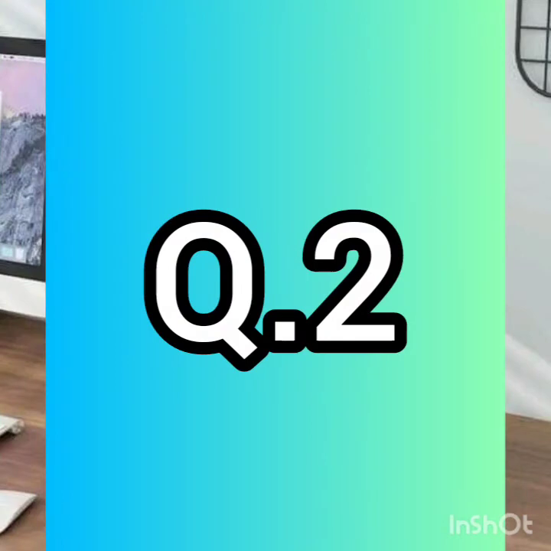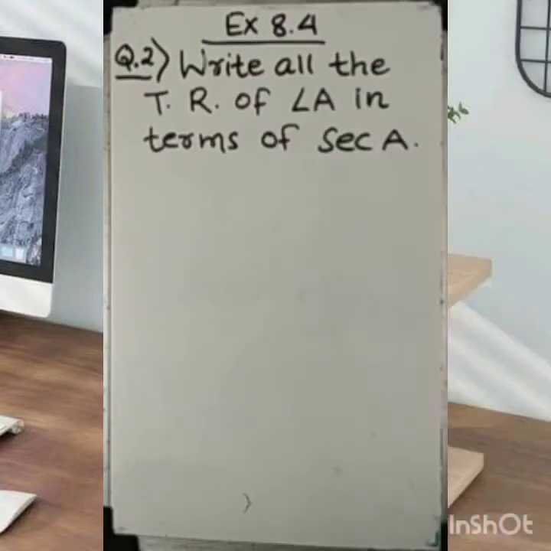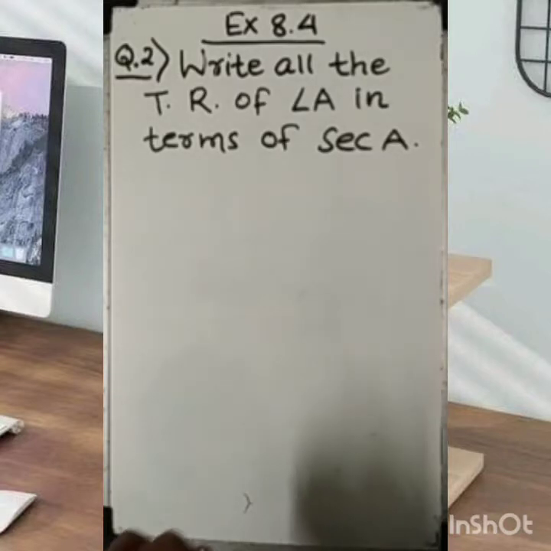Okay, so my dear student, exercise 8.4 question number 2 says write all the trigonometric ratios of angle A in terms of sec A. So my dear student, it's a very easy question. For that, first of all, we need to draw one triangle.